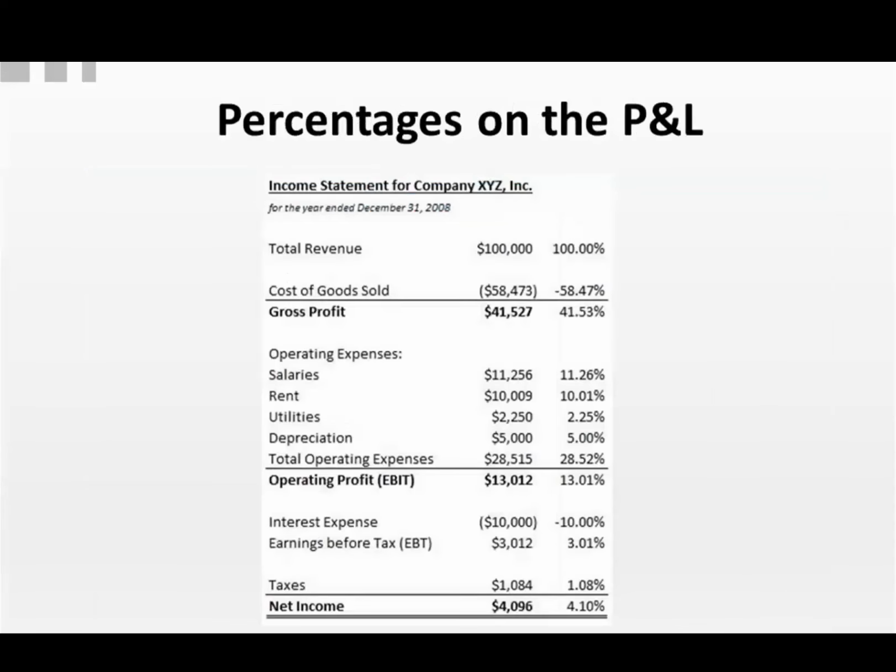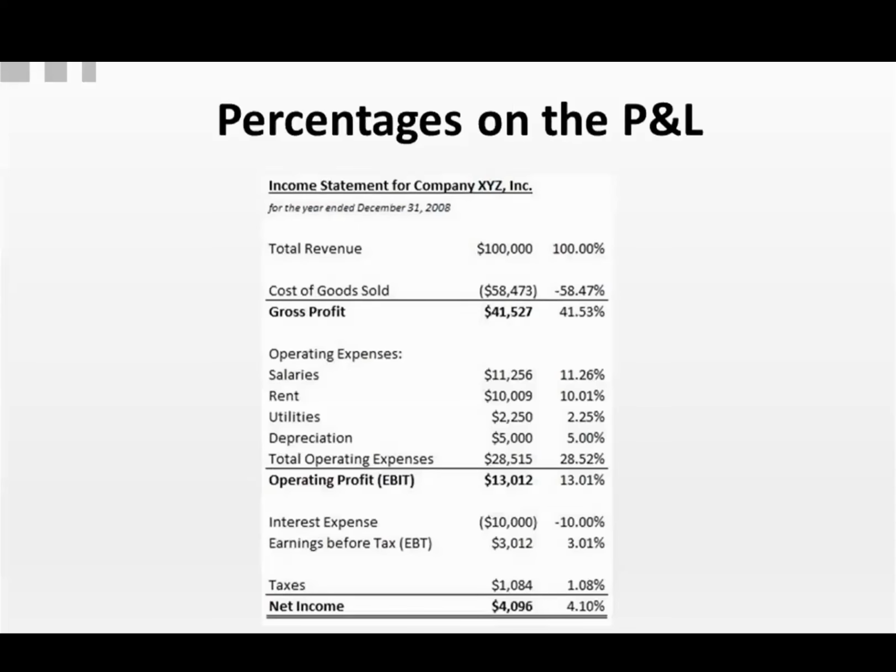Percentages are another great way to make the P&L more valuable. And so here we're adding in our margins. Here, the total revenue is $100,000, and we can see our cost of goods and our gross profit. We've added in the margins that we talked about before, as well as percentages all the way down the line. So we can see here that salaries was 11% of our gross sales. We can see that rent was 10% of our revenue.